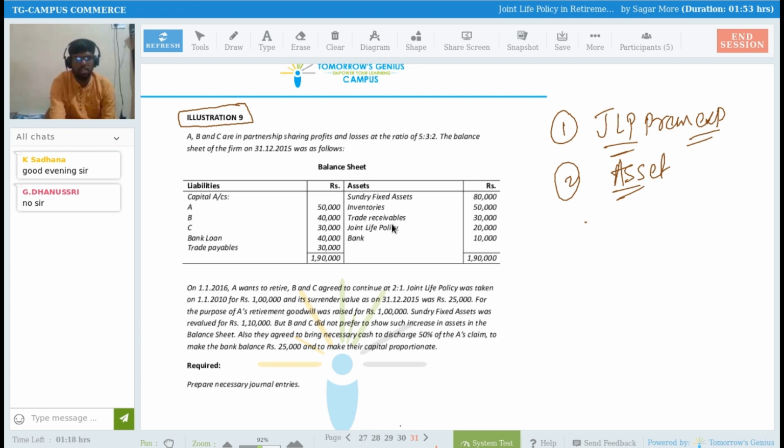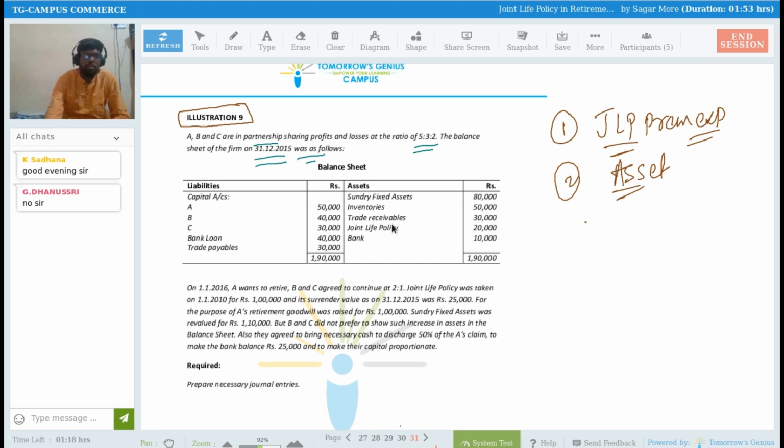A, B, and C are in partnership, sharing the profits and losses in the ratio of 5:3:2. The balance sheet of the firm on 31st of December 2015 was as follows. So I understand here, sir, the year end is 31st of December. So the calendar year is their financial year, right? It started in January and ended in December.